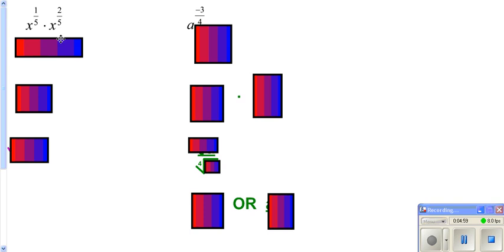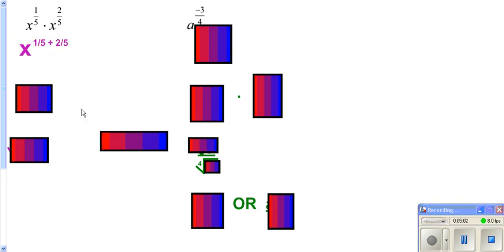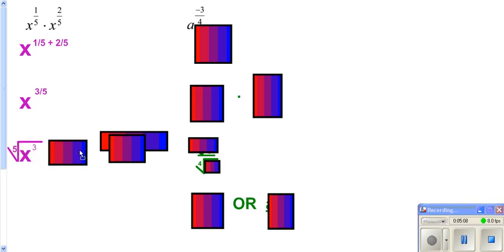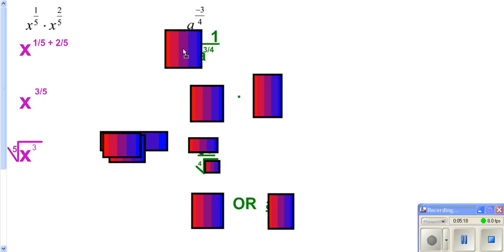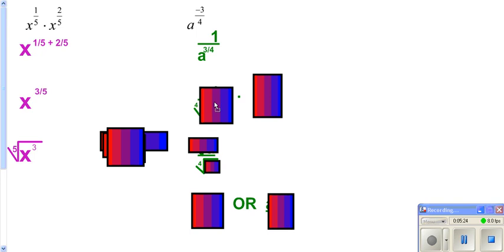So here, x to the power times x to the power, you add your exponents. You get x to the 3/5, which is then the fifth root of an x cubed, because remember the bottom tells you the root to take, the top tells you the power to raise it to. A negative exponent, so you got to go 1 over this whole thing, which is really then a fourth root of a cubed.